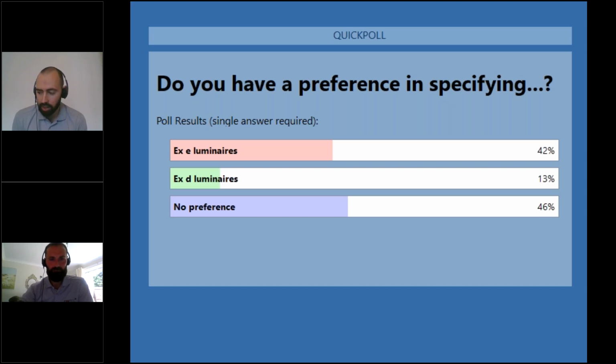So maybe next time when you specify an EX luminaire, have a look at that certification and the protection method that the luminaire uses, and consider how that might affect things like maintenance, installation, and some of the other specification things that Dave mentioned as well.